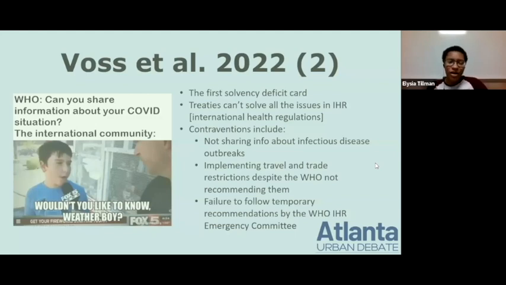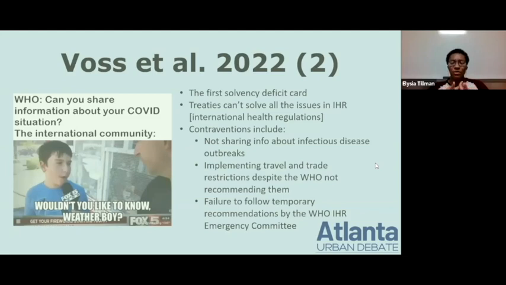This one talks about how and why WHO treaties can't actually stop pandemics. So it specifically talks about how there are issues. The WHO uses international health regulations, or IHR, in order to kind of try to fight things like pandemics. And there's a bunch of things that make these ineffective overall. So the card talks about contraventions, which just think about these as things that were working against the WHO and their goal to actually stop pandemics.